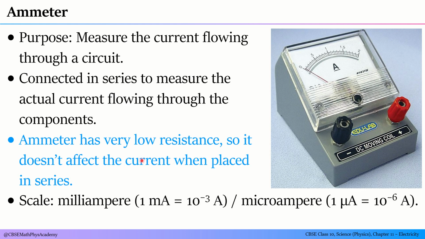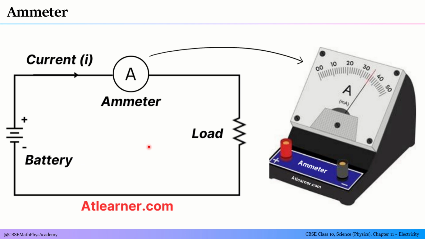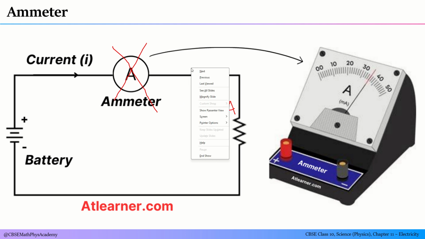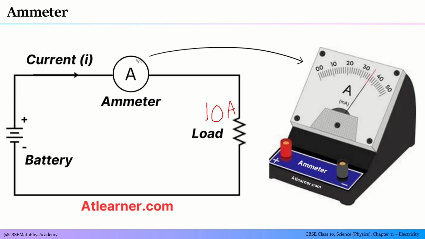The third point I told you was that it has a very low resistance. So bear with me till I explain resistance. It might be a little difficult to understand, but I'll try to make it simpler. See, without this ammeter, there could be 10 amperes of current. Let us assume that for the moment there is no ammeter. There is 10 amperes of current going to the load. Now I am going to place the ammeter before the load. Now the ammeter is there.